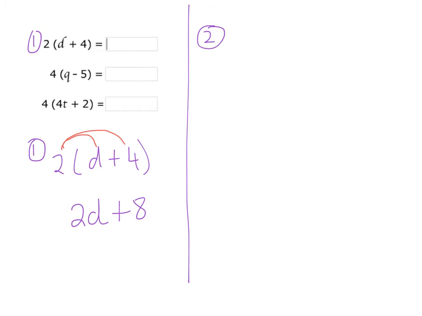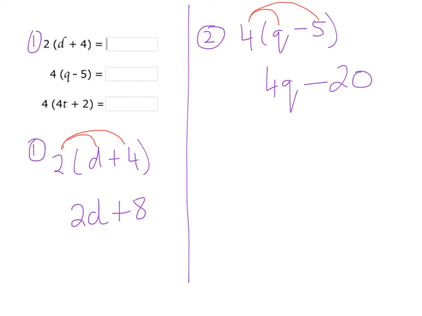Number 2 is 4 bracket q minus 5. And again, I'm going to use my lines here. And 4 times q gives me 4q. And now I must be careful here. So I have a plus by a minus, and a plus by a minus will give me a minus. And then I have 4 times 5, which will give me 20. Okay, so be careful with your signs.